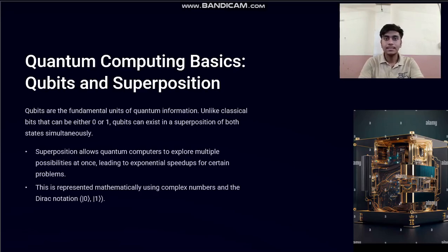Mathematically, this is represented using complex numbers and the Dirac notation, such as |0> and |1>. We can see the Dirac notation in the slide as well. With that in mind, let's move to the core problem that the Deutsch algorithm addresses.